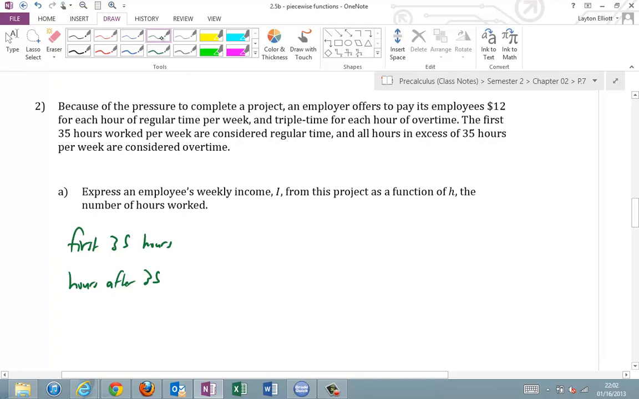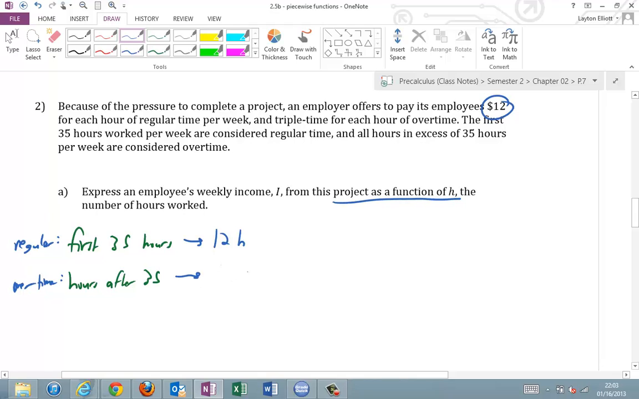So the first 35 hours, he is getting paid $12 per hour, 12 times h. This says the project is a function of h, and h is defined as the number of hours worked, and he's getting paid $12 for each hour of regular time. So the first 35 hours we can also call regular time. Then we have overtime. And overtime is the hours after 35.